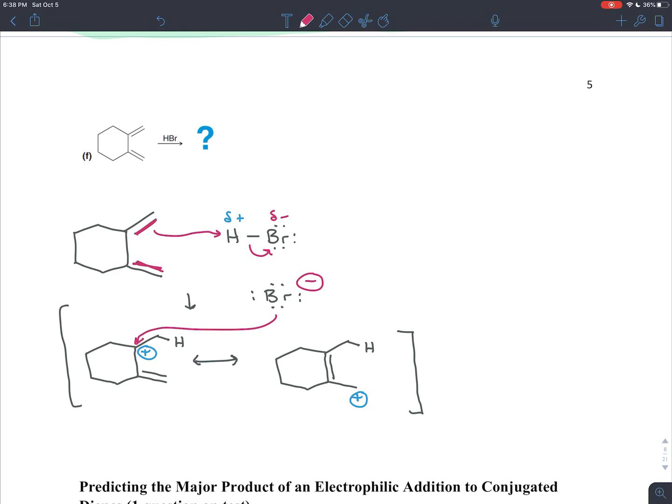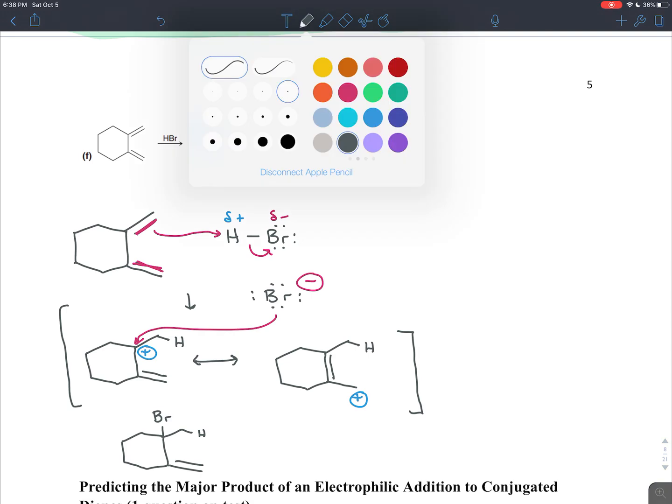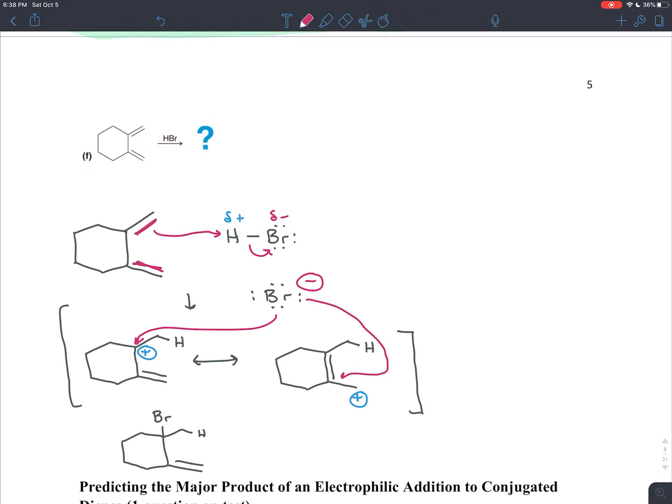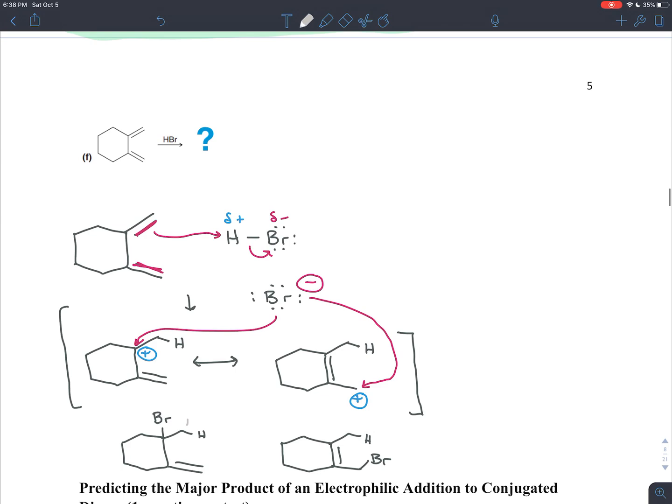It could attack the electrophilic center on the top, in which case we would get this product. Or it could attack the electrophilic center on the bottom, in which case we would get this product. And so if you wanted to classify those products, the ones where the hydrogen and the bromine are right next to each other, that's the 1,2 product, and the other product is the 1,4 product. So you'd end up getting both of those, two products, when you do this addition reaction to the conjugated pi bonds.